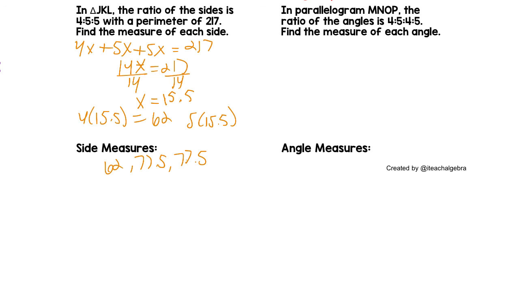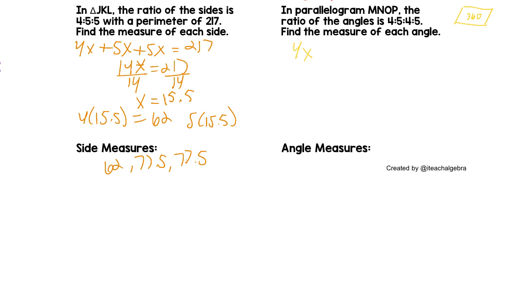It's a little bit different. In parallelogram MNOP, the ratio of the angles is 4, 5, 4, 5. Find the measure of each angle. So we know that the interior angles of our parallelogram are going to add up because it looks like this. It's going to add up to 360.